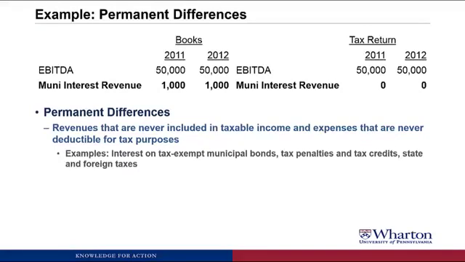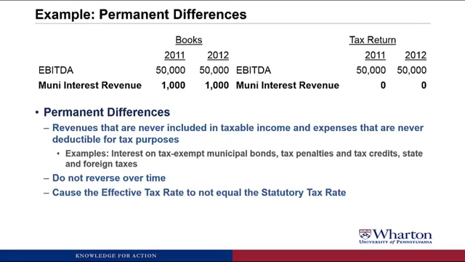So in addition to interest on tax-exempt municipal bonds, other examples would be tax penalties and tax credits, or state and foreign taxes that are above and beyond what you get from your federal taxes. These never reverse over time, and they're going to cause the effective tax rate to not equal the statutory tax rate.